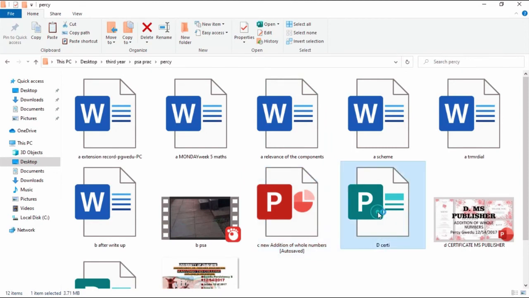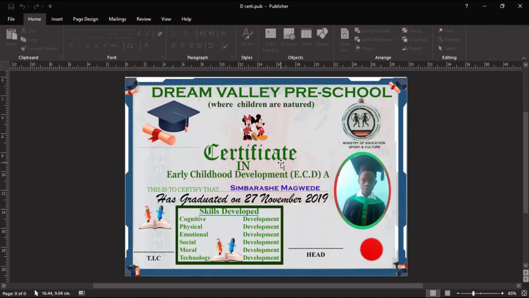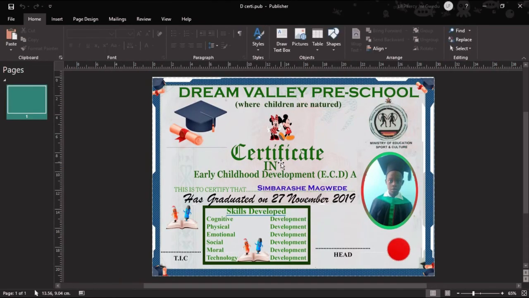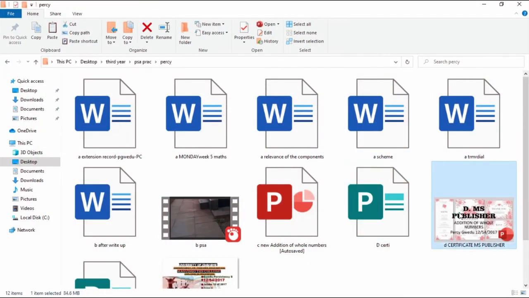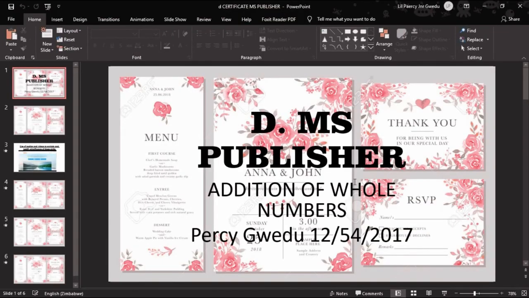Okay, so D, we have a certificate. I made a lot of publications. So this was the certificate which I originally made, and then I went on to create another one, and I pasted it in PowerPoint, but I had made it in Publisher. Okay, so let's start here. It's still my name, Persistency Gwedu, and the candidate number.